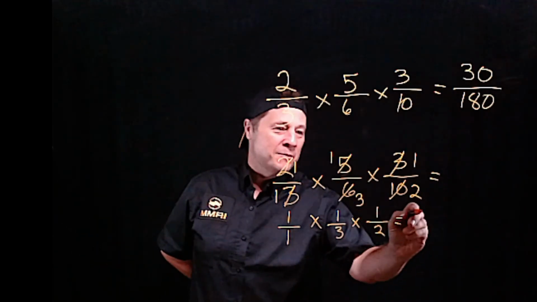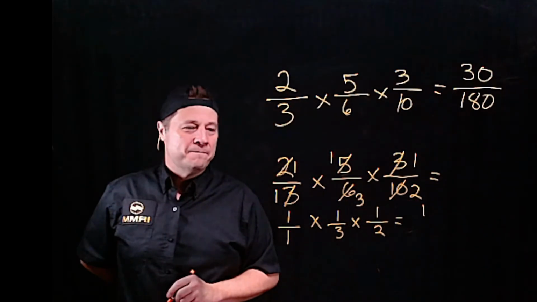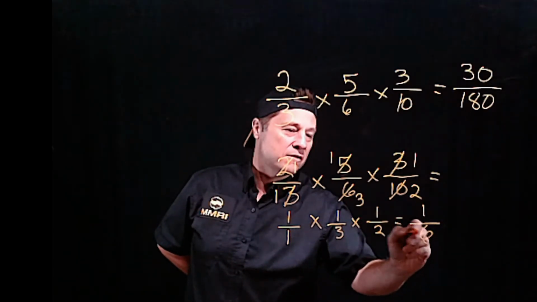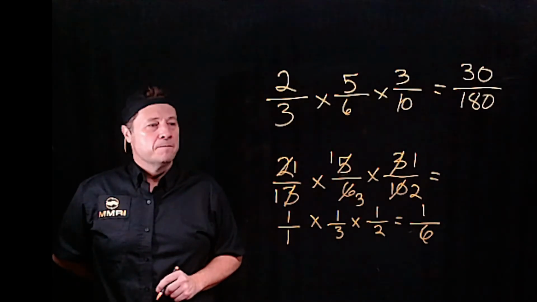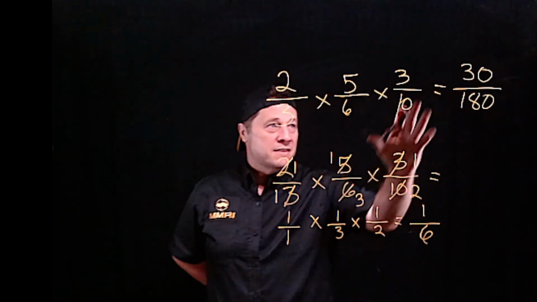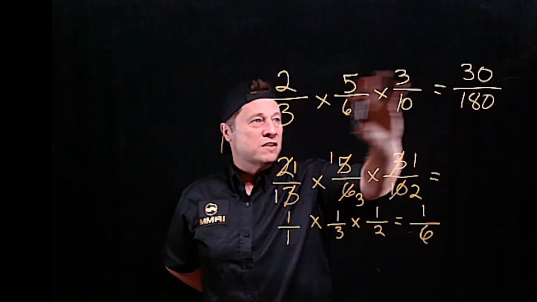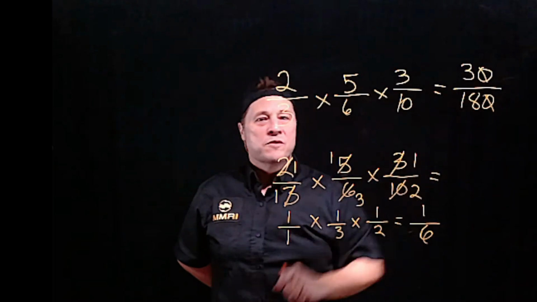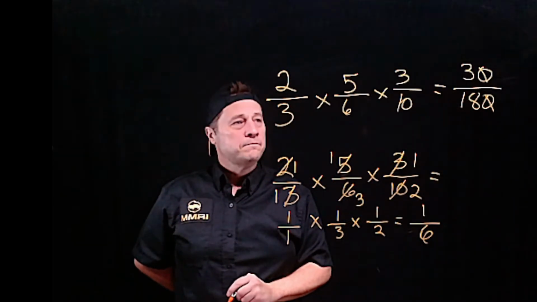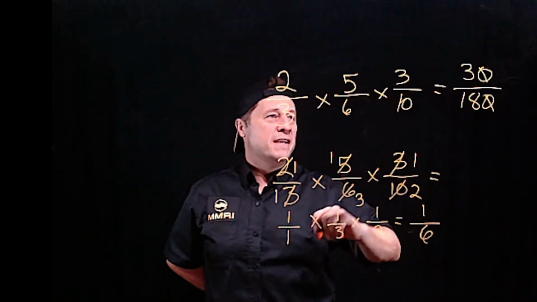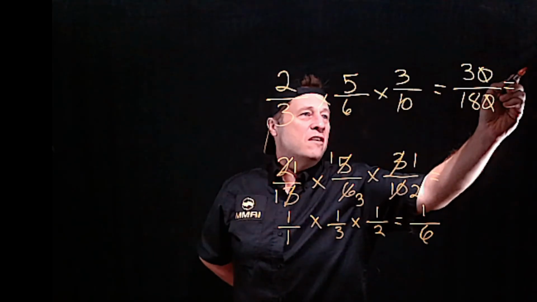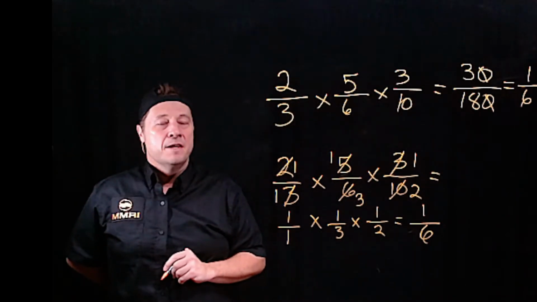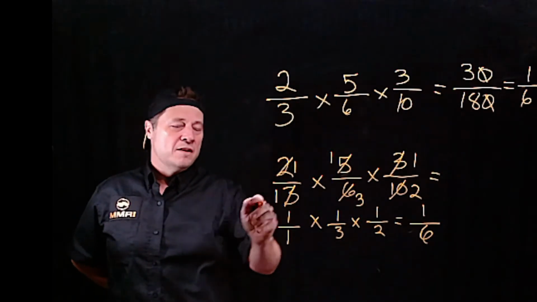So 1 times 1 times 1 is always going to be 1, right? 1 times 3 is 3 times 2 is 6. Okay? So let's see, is that true? If I do this the long way, is it true? Well, the first thing I can do is get rid of the zeros, right? The zeros cancel each other out. Okay? So now I have 3/18. How many 3's in itself? 1. How many 3's in 18? 6.